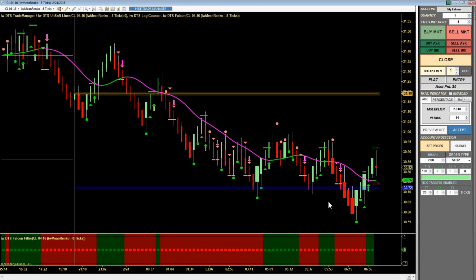What I'm looking for is a well-established trading range, one that I can bracket. So I'm looking to buy above or sell below. Right now, the market is in a little bit of a downward drift.